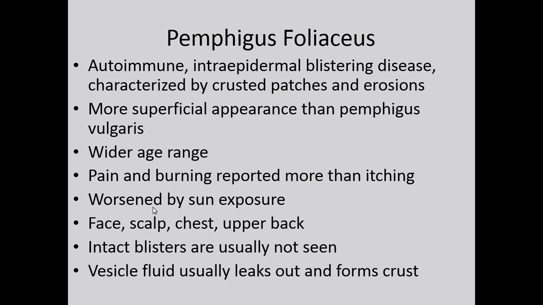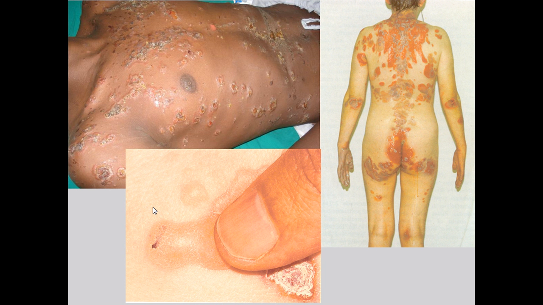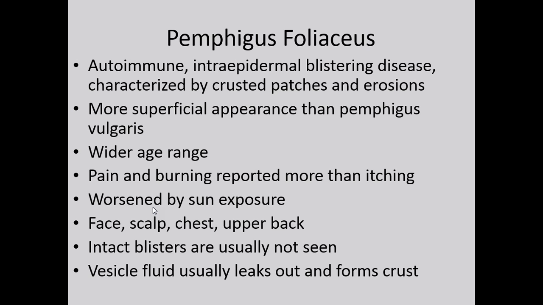We usually will see a more designated or confined area of the face, scalp, chest, and upper back. We're not going to see it like we did with vulgaris here. We're not going to see it all over the body. It still will have very fragile blisters. You won't see a lot of blisters, and we'll see some crusting, as we said before.